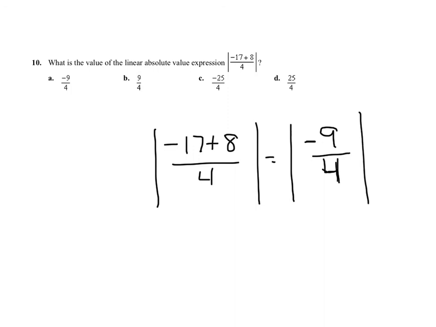Absolute value of that. And looking at my answers, I can see that they left it in this improper form because 4 doesn't completely go into negative 9. So they're leaving it in this form, so I don't really have to worry about the division. All I have to worry about is the absolute value. Well, what is the absolute value of negative 9 over 4? That just means it's positive because it's its distance from 0. And so our answer should be letter B.